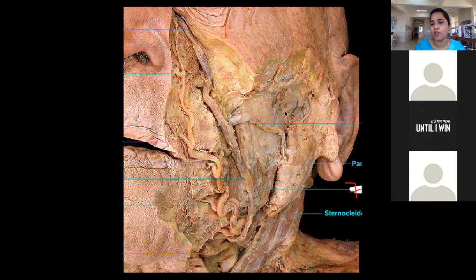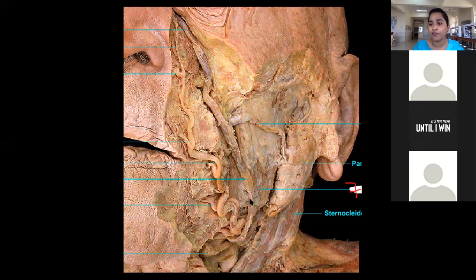Along with the facial artery, we have the transverse facial artery also. It's a branch of the superficial temporal artery, which goes to the scalp. The superficial temporal artery gives off one branch which goes transversely on the face, and that is called the transverse facial artery. It comes out from the parotid gland and supplies the face. So these are the blood vessels supplying the face.